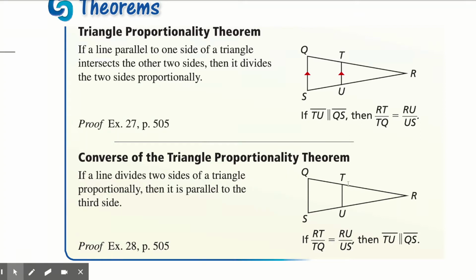So if you have this line TU, and if you have the ratio, so like TR over TQ is equal to RU over US, then you can say this line, QS, is parallel to TU. So this pretty much just is going to tell you if this line is parallel to this line. This one tells you that the ratios are going to be equal to each other. Okay, and that's all it is.